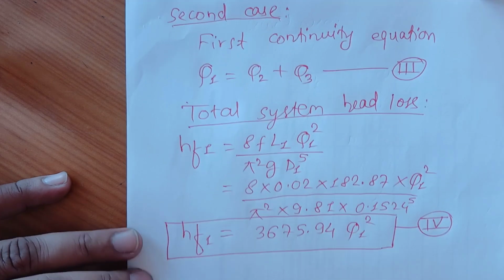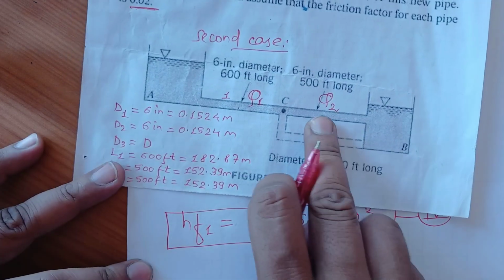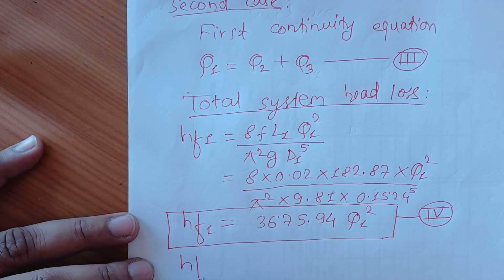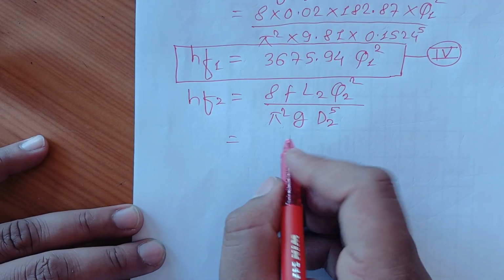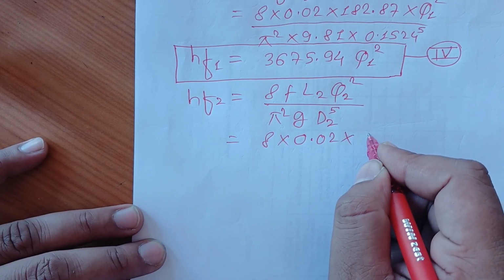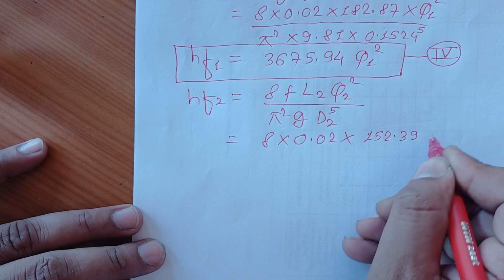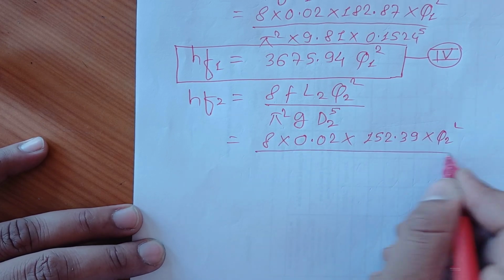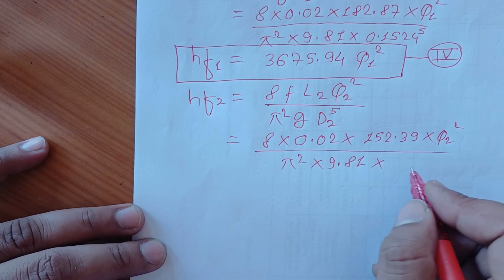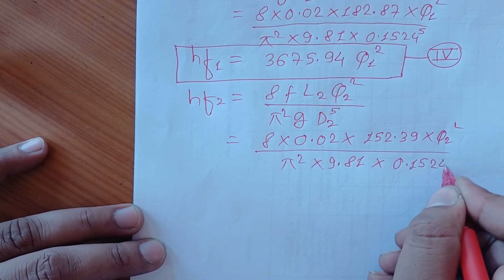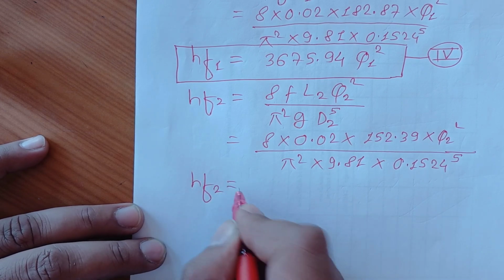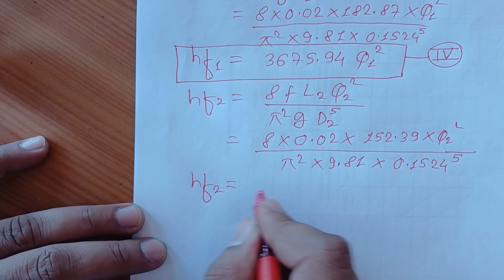Likewise, let's go to find out the head loss of this pipeline, this pipeline 2. Okay, HF2. HF2 is equal to, let's substitute the values, 8 into f of 0.02 into L2, how much is L2? L2 is 152.39 into Q2 square divided by pi square g, where g is 9.81, and D2, how much? D2 is 0.1524 whole power 5. Okay, I have got the head loss in pipeline 2 in terms of Q2.